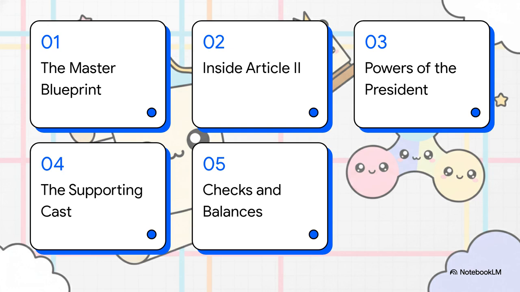Okay, so here's our agenda for this top-down architectural tour. We'll start with the master blueprint, step inside Article 2, outline the powers of the president, introduce the supporting cast, and finally wrap up with checks and balances.